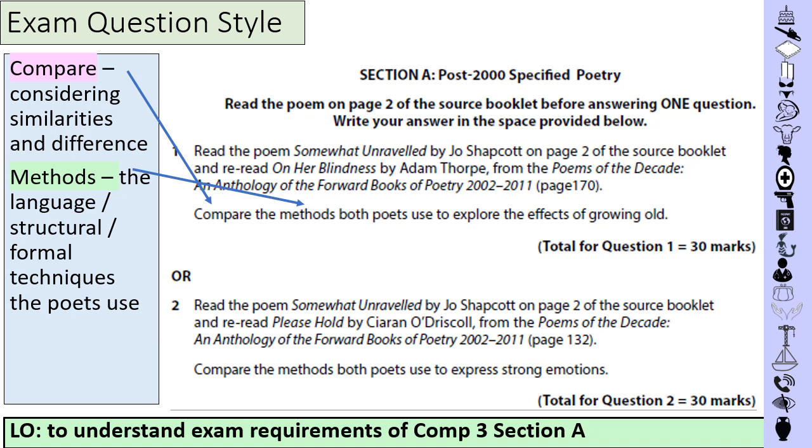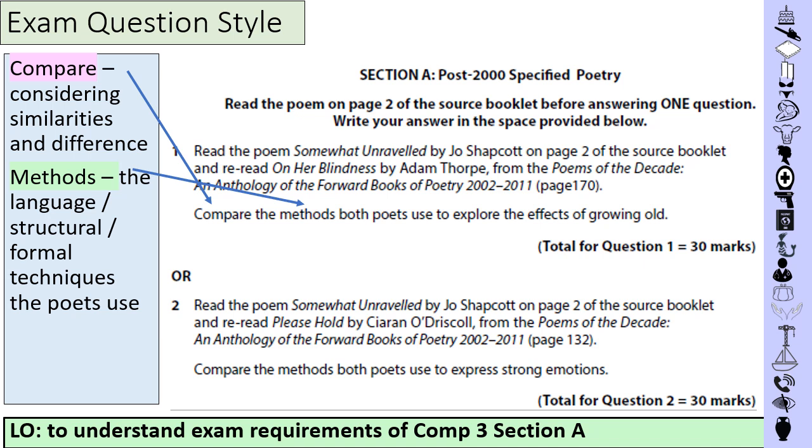So as I say, you are not going in blind. You will have a copy of both poems in front of you. It's entirely up to you which one you select. So for example, in this choice of questions, the unseen poem was Somewhat Unravelled by Jo Shapcott, and that, like in both questions, is the unseen poem that is used.